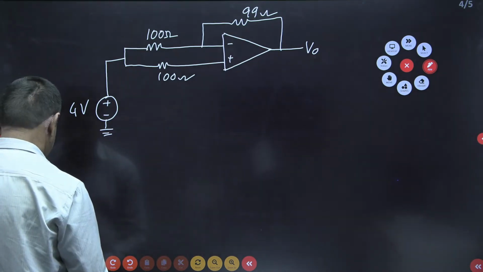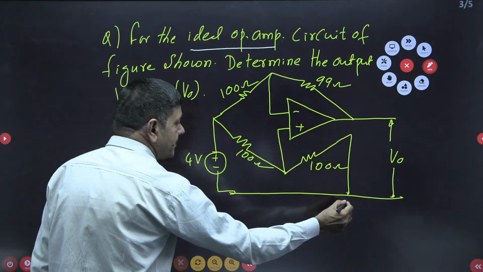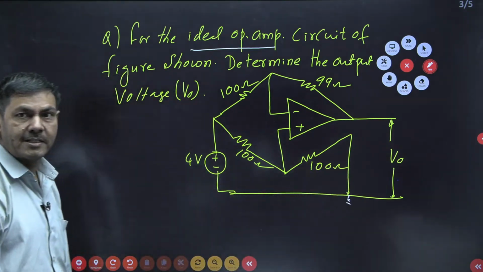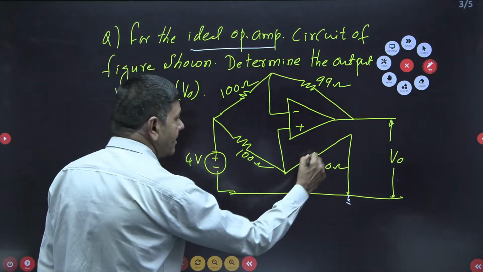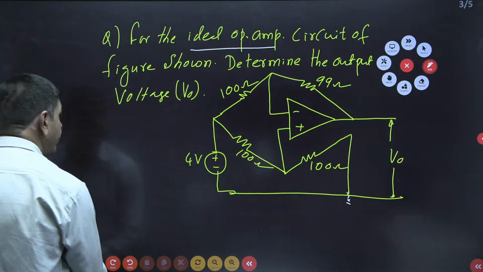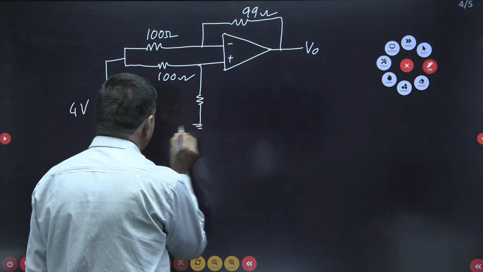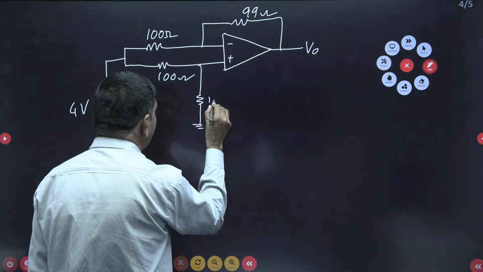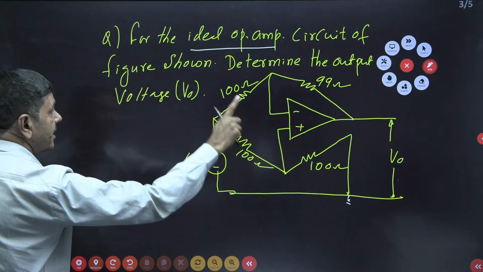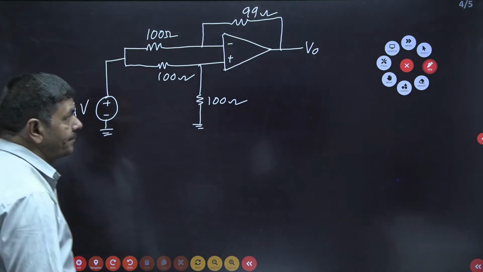And also here, a 100 ohms is connected. One reference point is required, so we can take this as ground. A 100 ohm resistor is connected on this side to ground. If you combine both, it comes out the same. This is 100 ohms, this is 100 ohms, 9900. Yes, that is the given problem.